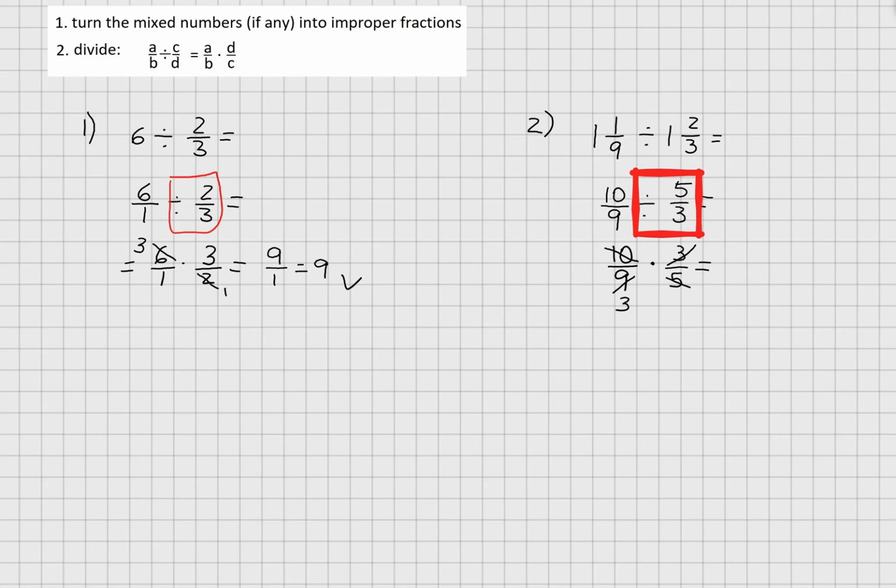10 and 5 both can be divided by 5. 10 divided by 5 is 2. 5 divided by 5 is 1. I won't write it. Do the multiplications. 2 times 1, 2 over 3 times 1, 3. This is the final answer. It cannot be simplified anymore. It cannot be turned into a mixed number.